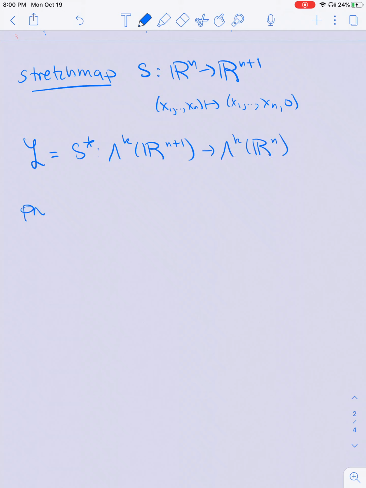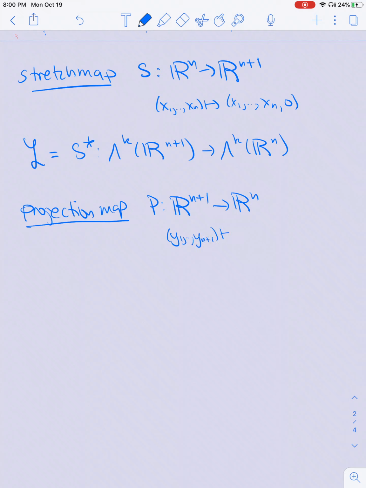There's also going to be a projection map. This is going to be called P, from Rn plus 1 to Rn. And it's going to take y1 through yn plus 1 down to y1 through yn. So basically you just forget the last coordinate. And this is going to induce curly C, which is P pullback, which takes k-forms on Rn and turns them into k-forms on Rn plus 1.